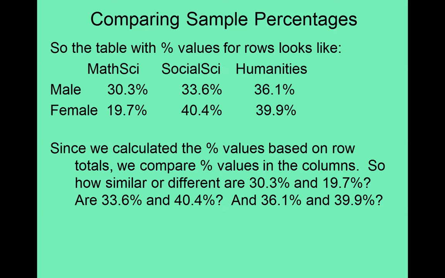Now since we calculated the percentages based on the row totals, so out of all males give the totals and out of all females give the totals, we're going to compare the percent values in each column. So compare to see how similar or different are the 30.3% and 19.7%, the 33.6% and 40.4%, and the 36.1% and 39.9%.